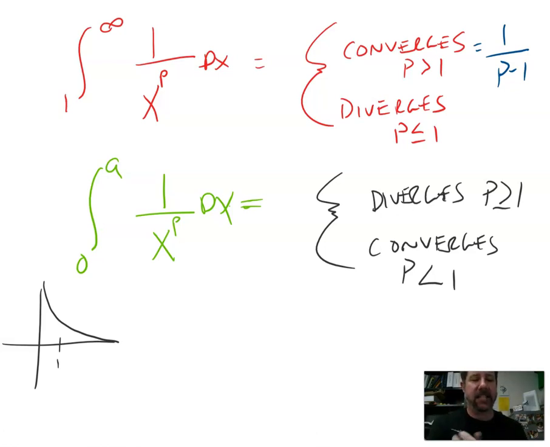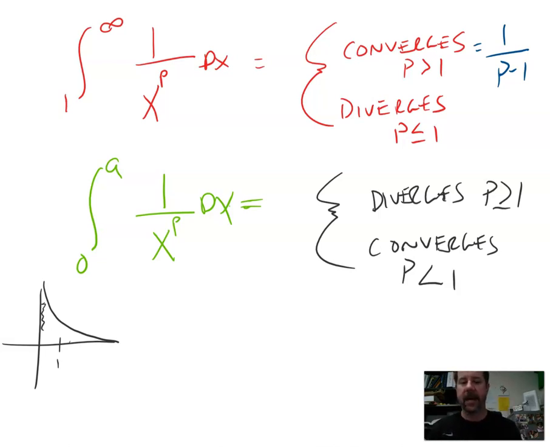And this actually has a flip set of rules. If p is greater than or equal to 1, that's going to diverge. And if p is less than 1 now, that area in here is going to converge, right? When p equals 1, notice it always diverges. 1 over x diverges in both directions, right? 1 over x squared will converge as we go to infinity, but it'll diverge as we approach 0, okay, as we approach that asymptote. And so we'll use that a little bit today as we talk about approaching asymptotes.